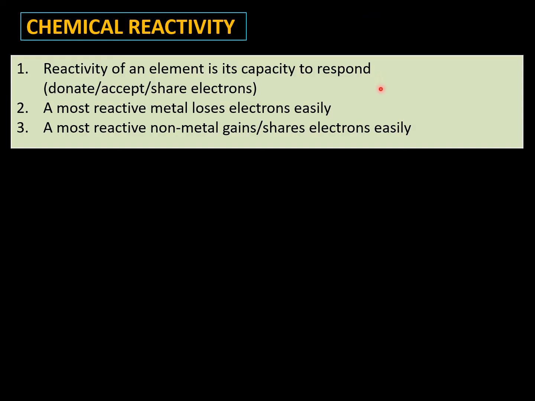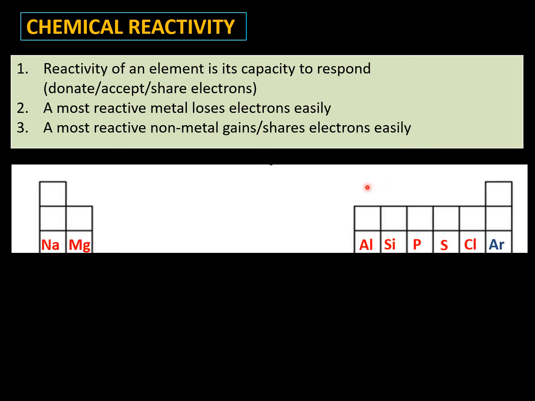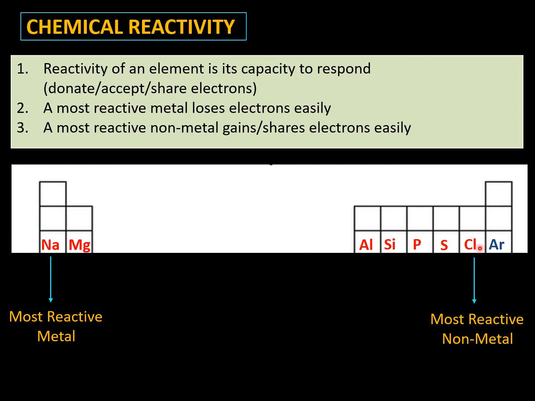Reactivity of an element is its capacity to respond. That response may be either donation of electron or acceptance of electron or sharing of electrons. A most reactive metal loses electrons easily and a most reactive nonmetal gains or shares electrons easily. Let us consider third period elements. Here on the left extreme, that is in group 1, we have most reactive metal, and on the right extreme, leaving the noble gases, we have most reactive nonmetal.